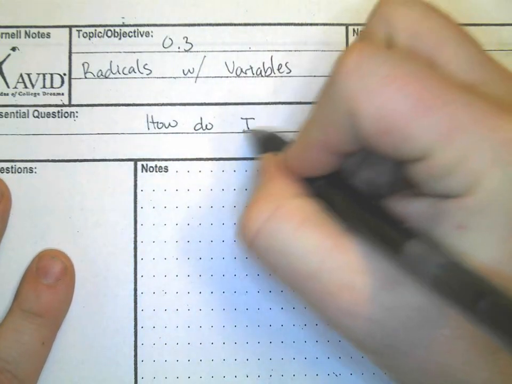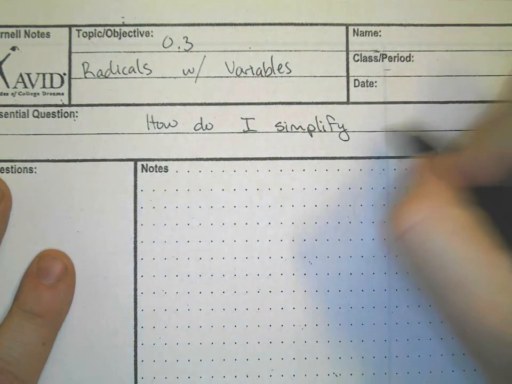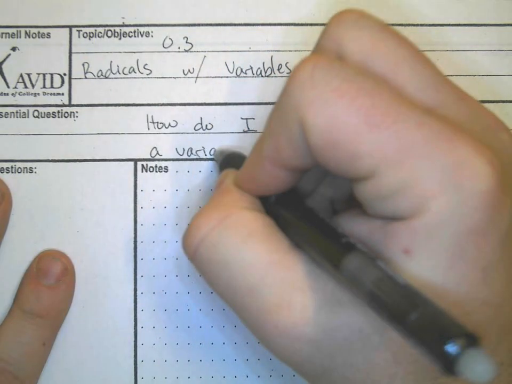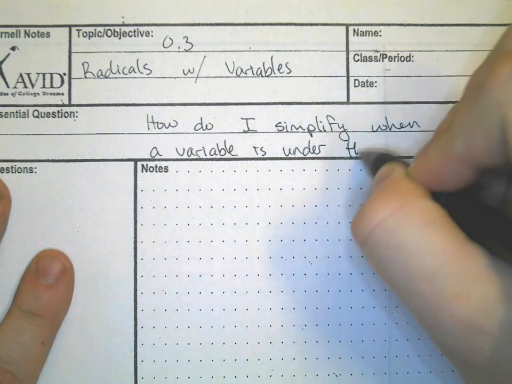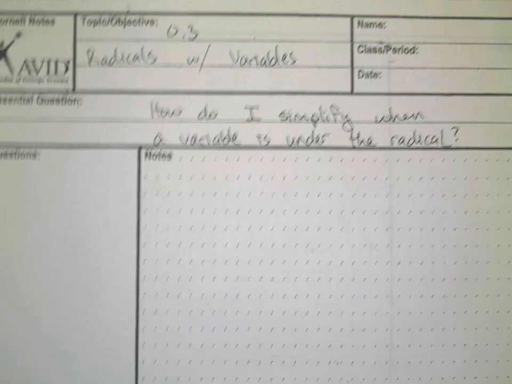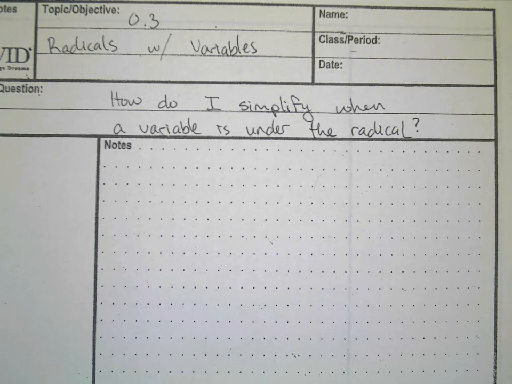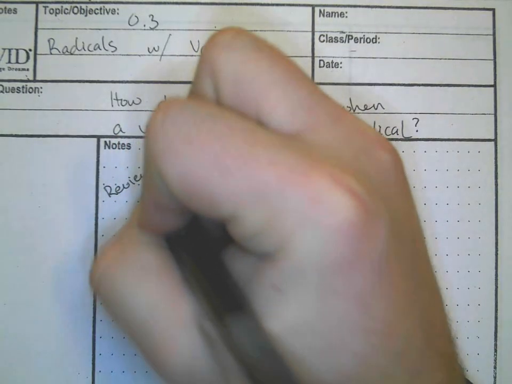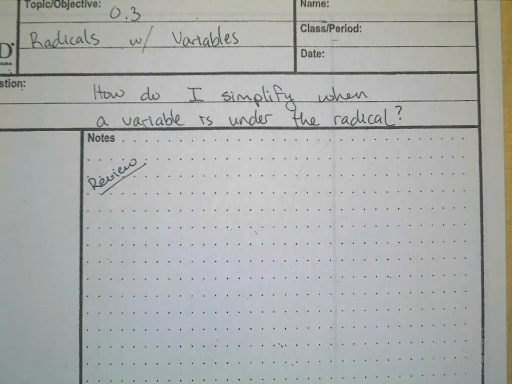So our essential question is, how do I simplify when a variable is under the radical? But before we begin, we'll have to do a little bit of review. It has to do with our exponent rules.